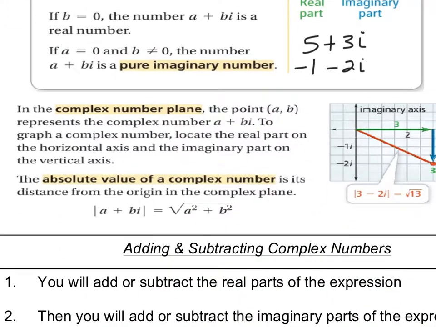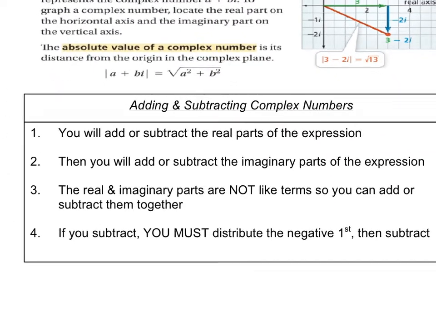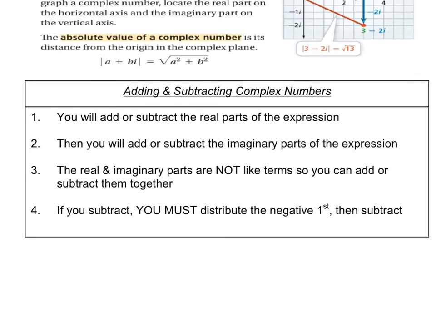Now, let's talk about adding and subtracting complex numbers. I put this list in here for you, and this is really simple to do. I put some steps here for you. First step is you will add or subtract the real parts of the expression. So take your real numbers, add them together or subtract them, whatever it might be. Then you're going to add or subtract your imaginary parts of the expression. Take your imaginary numbers and add those together.